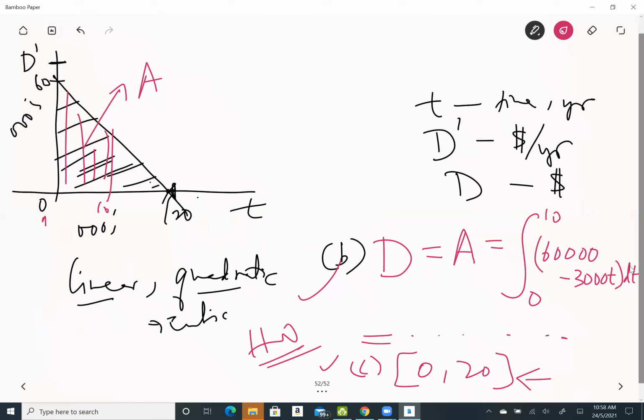Now we move on to 13.3. Section 13.3 is area between curves. Here you have more than one curve, and sometimes the curves can have different slopes. The curves can be parallel, one can be above the other, or the curves can have an intersection. You want to find the area between the two curves. In 13.2, we only did the area under one curve. Here it's between two curves. Based on what we learned in 13.2, we can find the area between two curves.